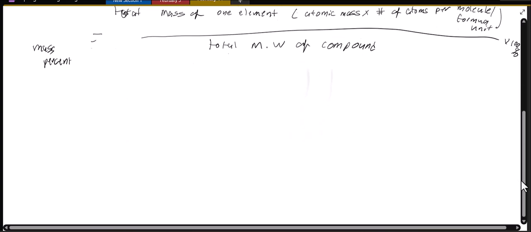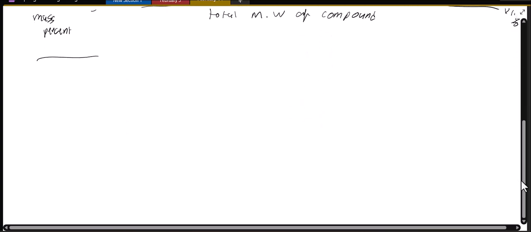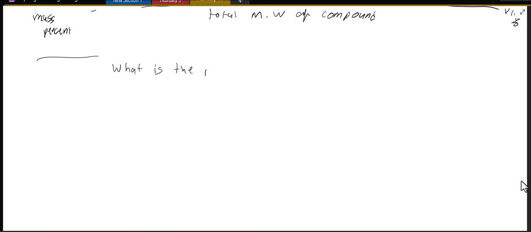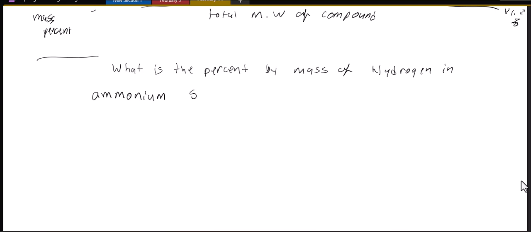So let's try another one. What is the percent by mass of hydrogen in ammonium sulfide?